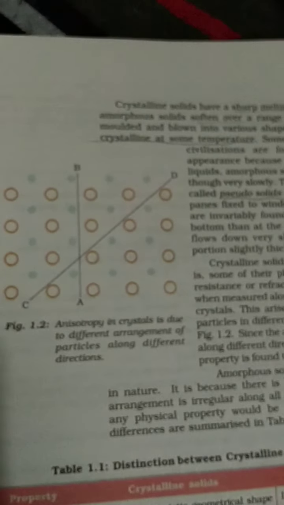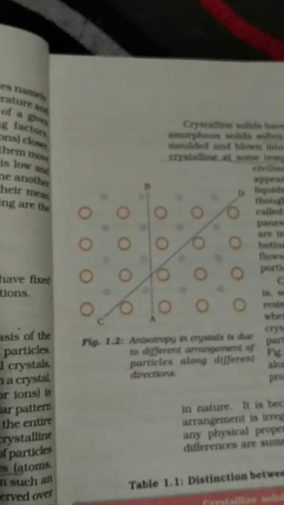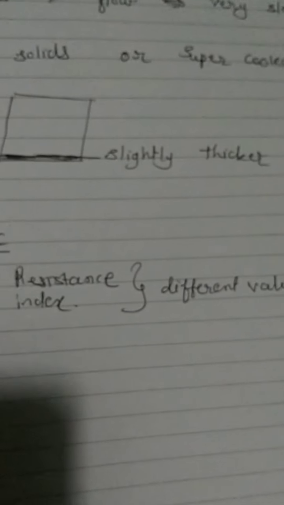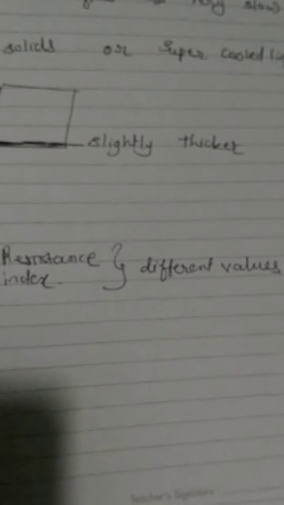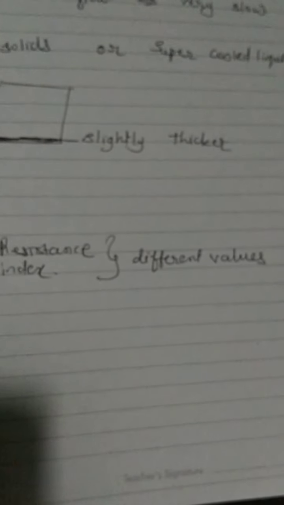But in amorphous solids, on the other hand, no such long-range order is present. The arrangement is not regular. This is the irregular arrangement in amorphous compounds. Got it? So that is the reason if we measure the value of electrical resistance or refractive index from any direction, we find that the value is more or less the same. This characteristic we call isotropic.